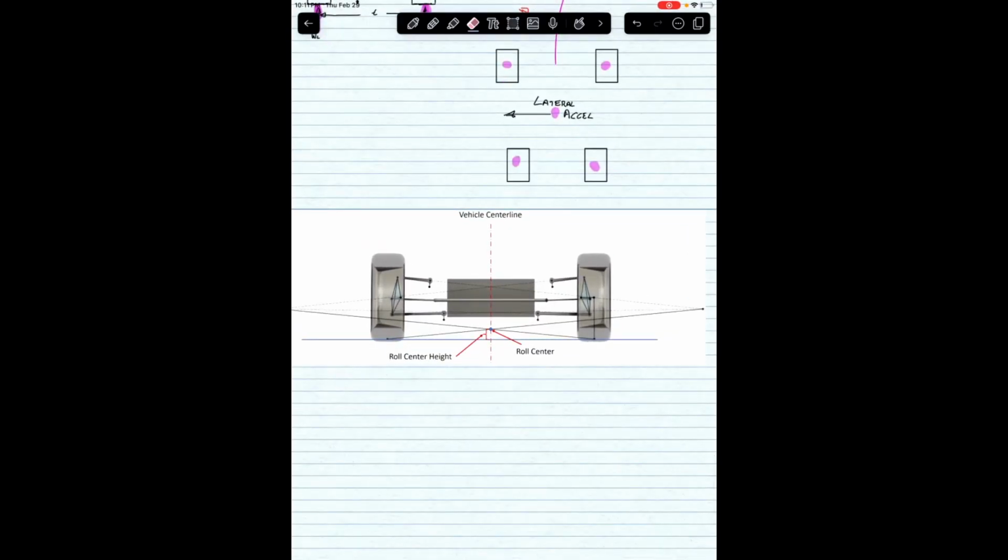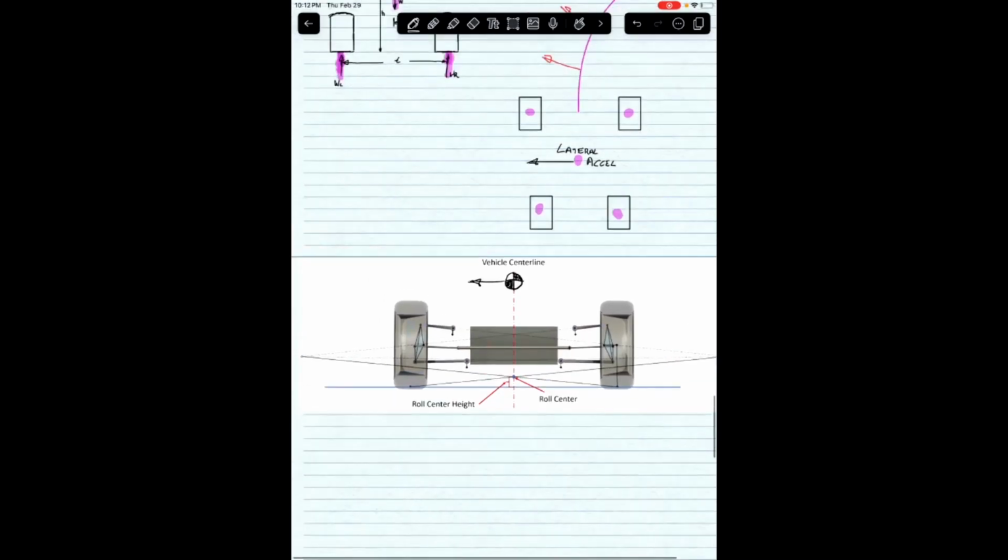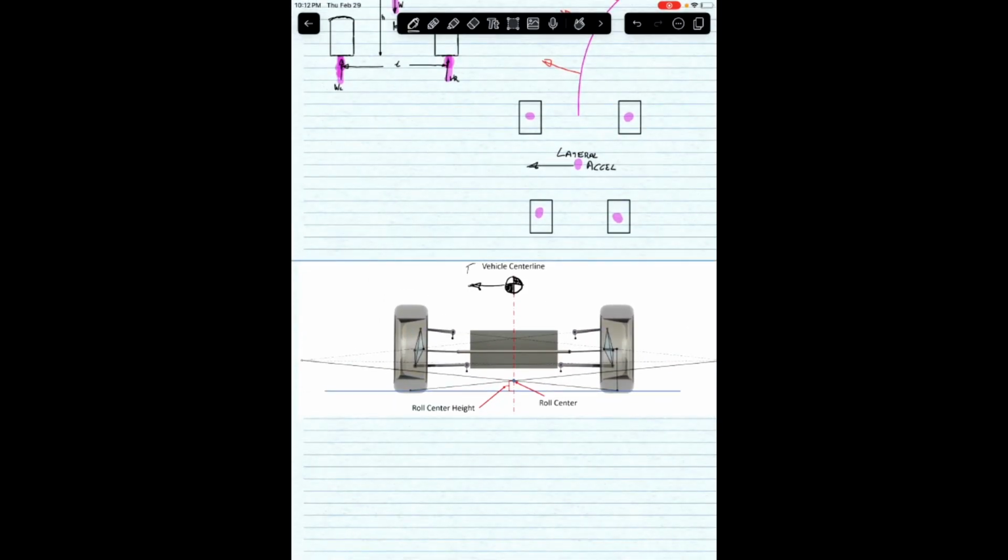The reason the roll center is important is because your center of gravity acts with whatever force is required for the lateral acceleration, and if you multiply that by the distance between the center of gravity and the roll center, it acts as a moment, rotating about that roll center.